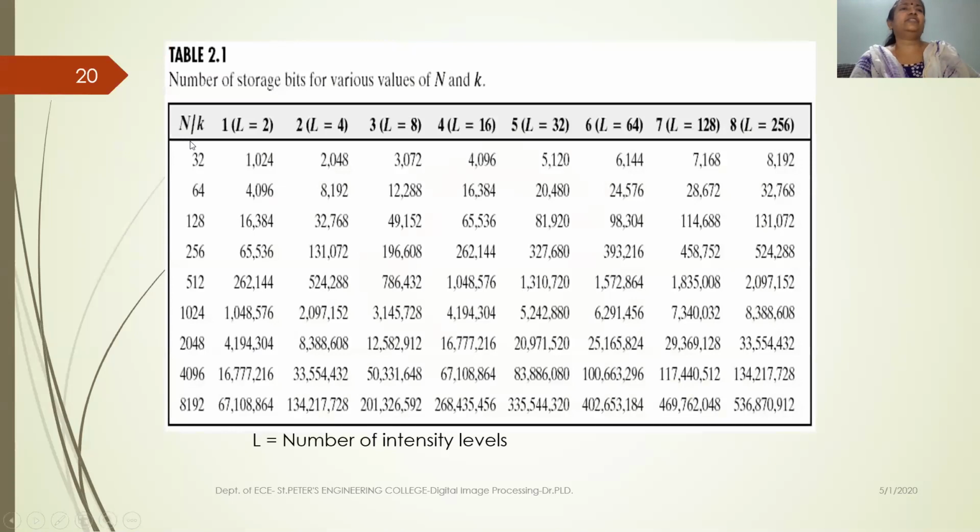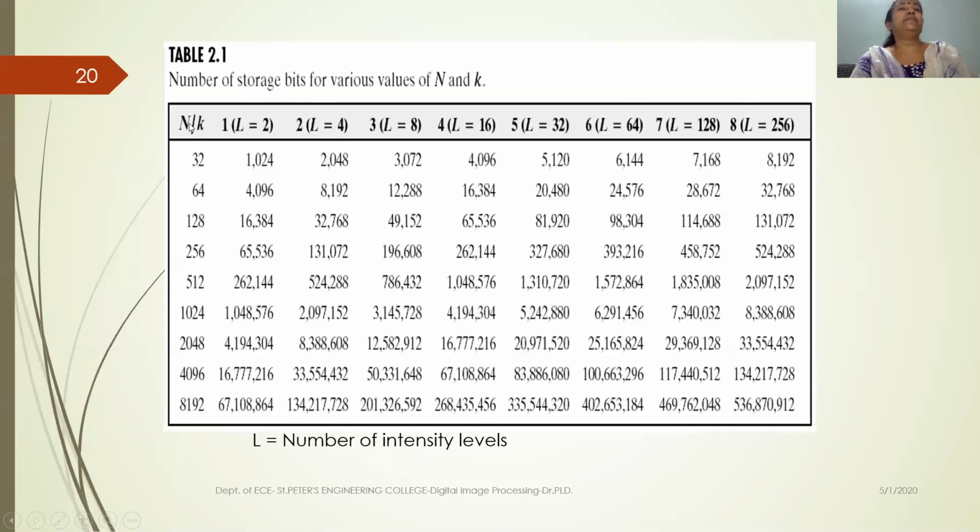These are just calculations based on the number of rows and number of columns. If you consider them equal, that is m equals n as a square image, here the n values given are 32, 64, 128 like this, and k values range from 1 to 8. Sorry, L equals 2 means k equals 1, so 2 power 1 equals 2. In this way, based on these n values and k values, you calculate the number of bits required to store an image.